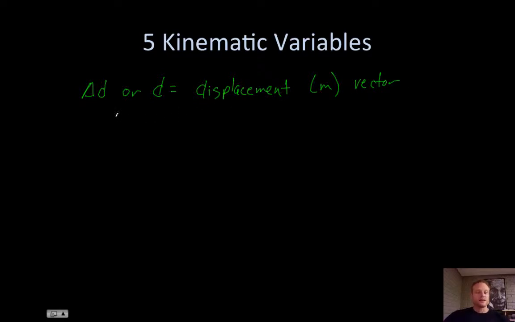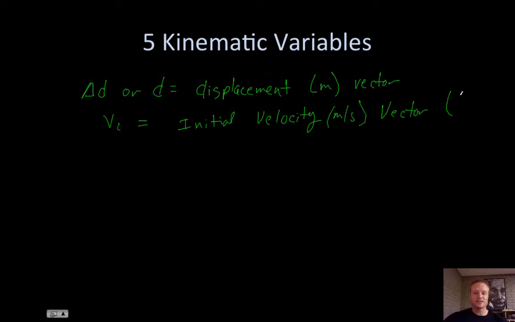The second one I'd like to talk about is V sub I. V sub I stands for the initial velocity, and that too is a vector, and it's measured in meters per second. So it has a number value and a direction. Now, in this V sub I, typically how we're going to do these problems is we have an X component or a Y component. So there's a velocity in the X direction, and then there's a velocity in the Y direction.